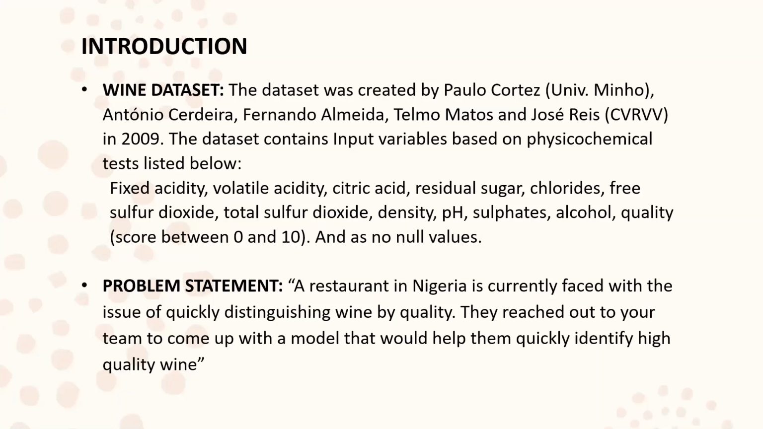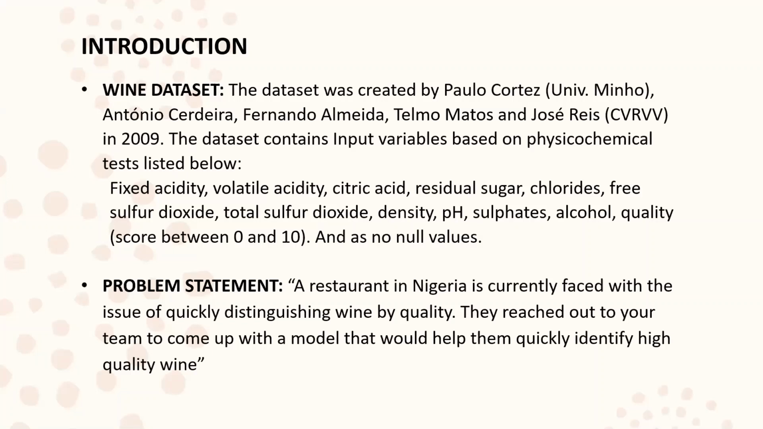Okay, so the data set was created by Paul Carters, and it contains 11 input variables based on the physiochemical properties of red wine. Some of them are listed on the screen: fixed acidity, volatile acidity, and the rest.